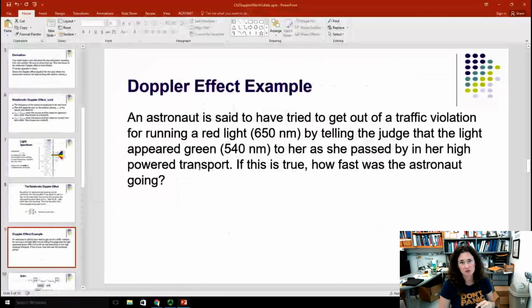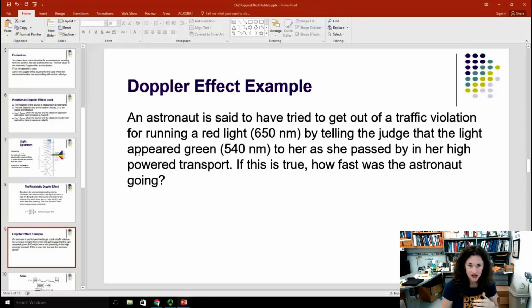So here's the first example, and it's the canonical example for the Doppler effect. I've seen it in every modern physics class I've ever done. An astronaut is said to have tried to get out of a traffic violation for running a red light, red here being 650 nanometers, by telling the judge the light appeared green, 540 nanometers, to her as she passed by in her high-powered transport. If this is true, how fast was that astronaut going?